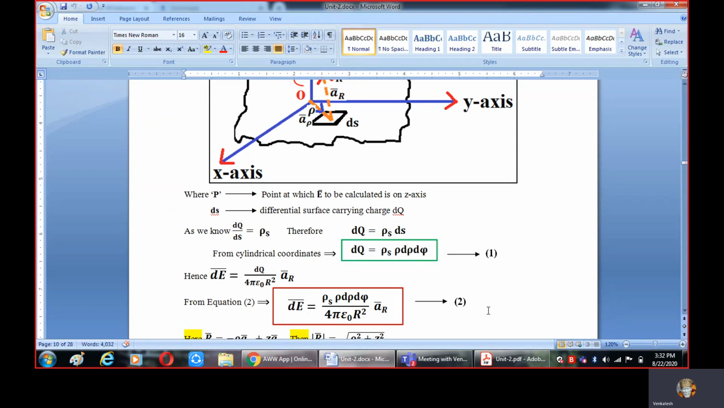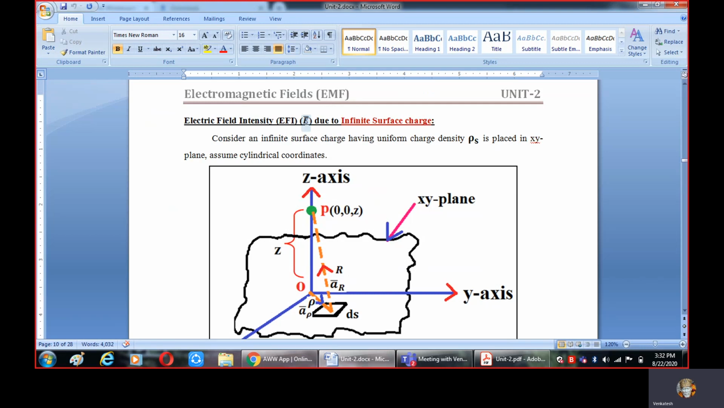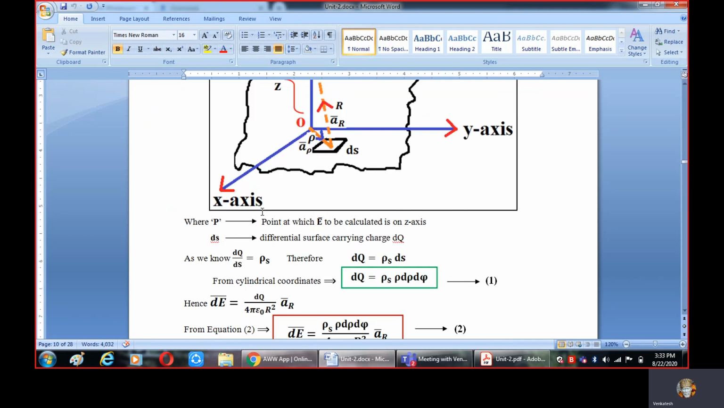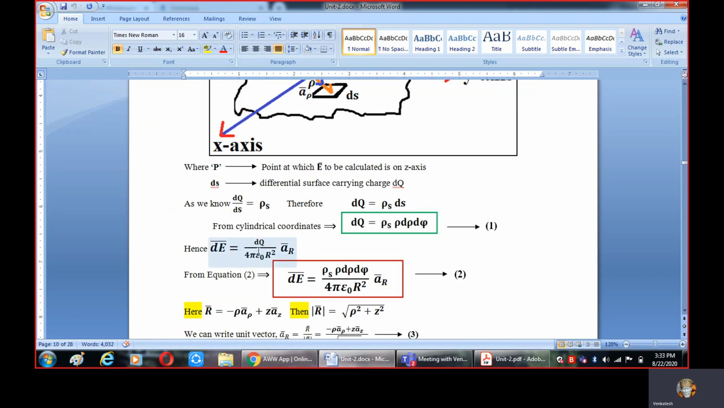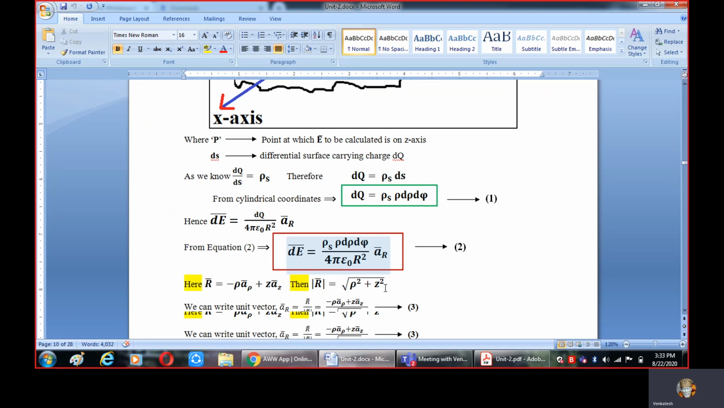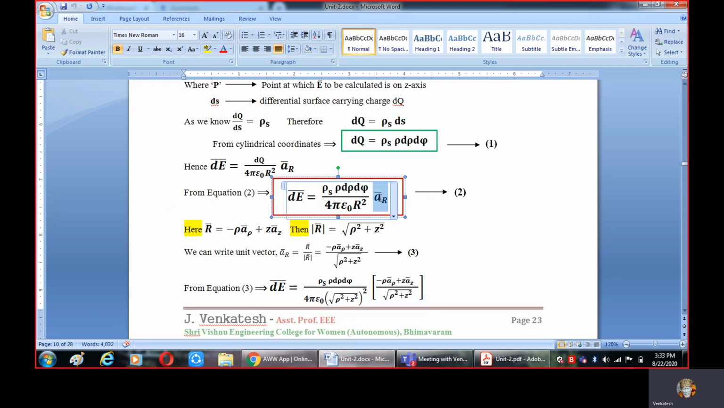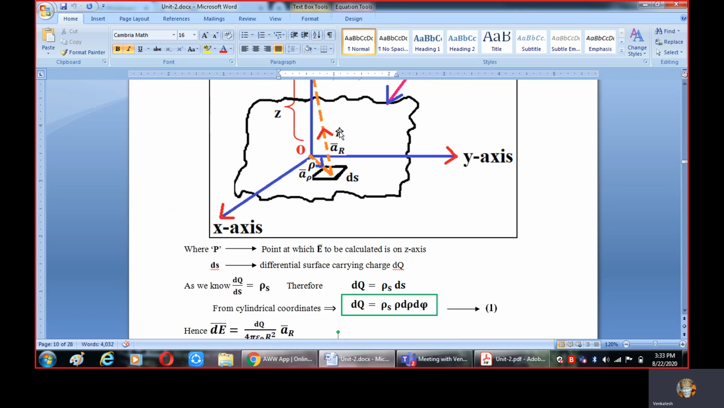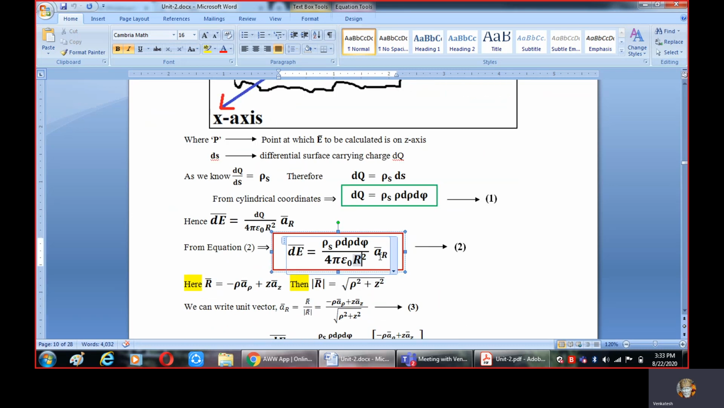Next, we have to find the electric field intensity E bar. As we know, the formula is dE bar equals dQ by 4 pi epsilon naught R square, a R bar. Here from equation 1, we can replace dQ with rho s rho d rho d phi, and the denominator I write as it is, 4 pi epsilon naught R square. Here a R bar is the unit vector and R is the distance vector.